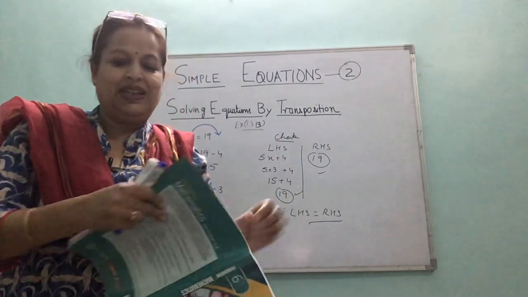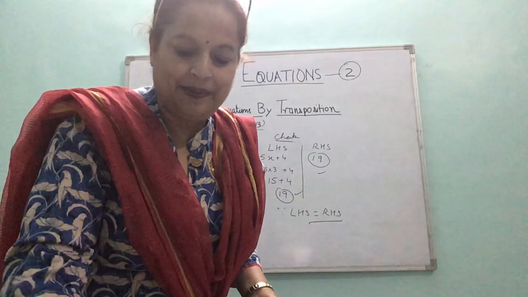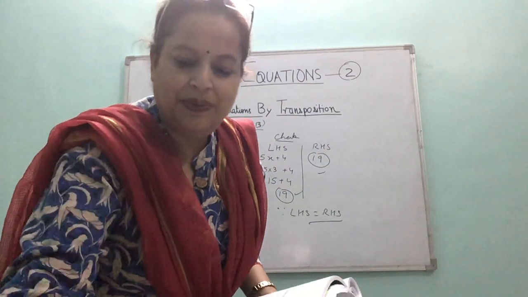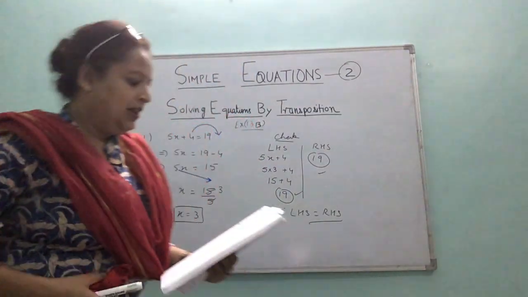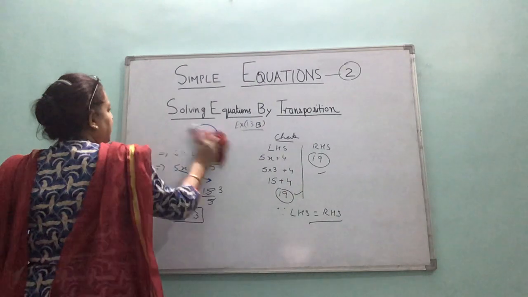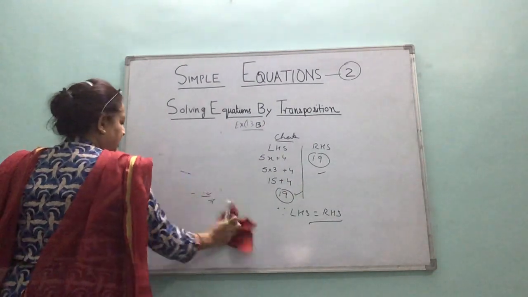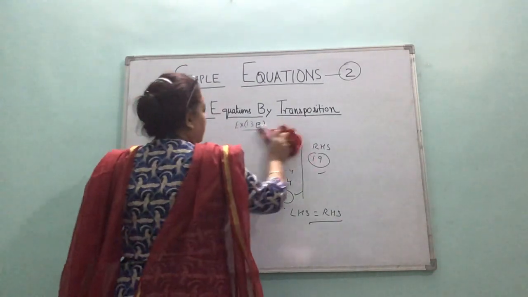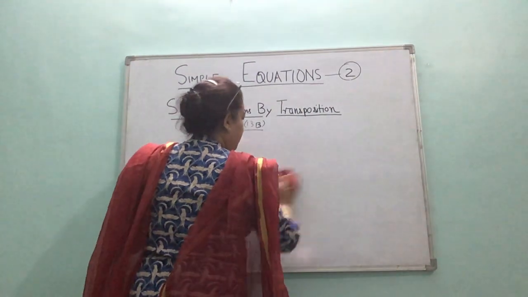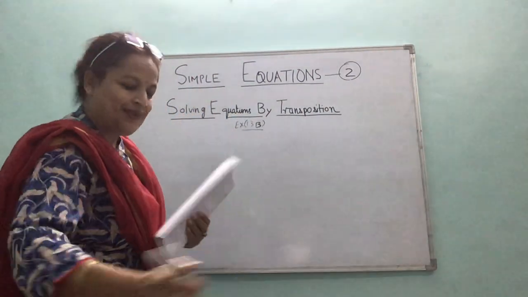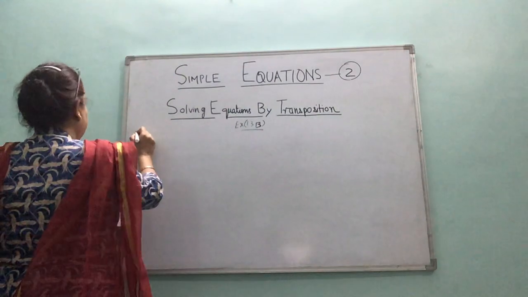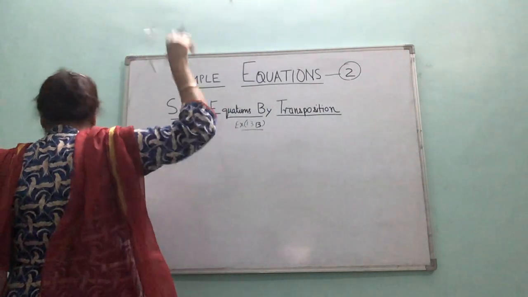Alright, so let me take some other question now. I'll take question number 2, 4. There are 14 questions. So I'll take now question number 2, 4, 6, 8, so that you are knowing each and every type of question. So question number 2. What is it?